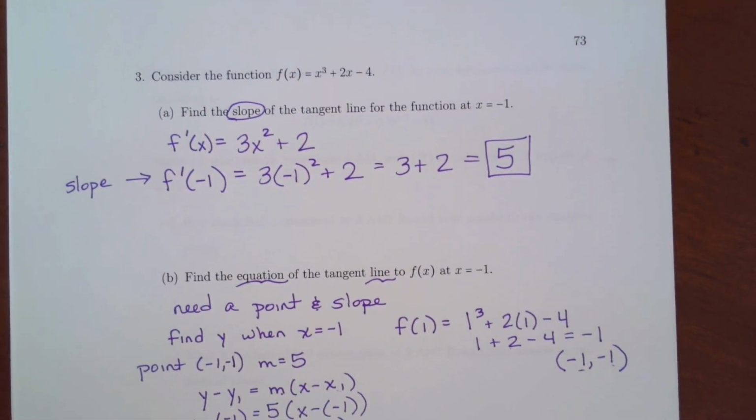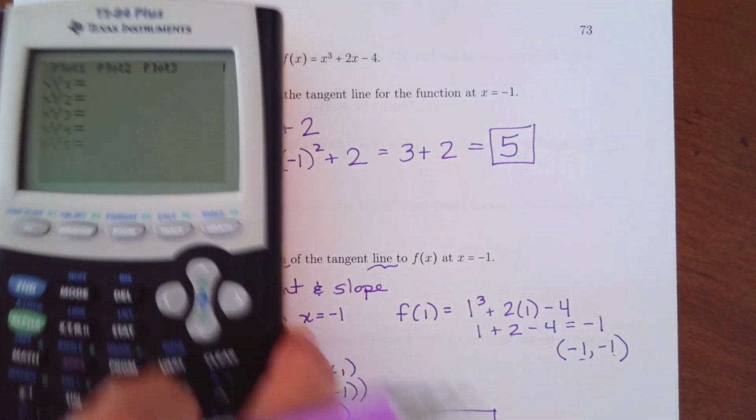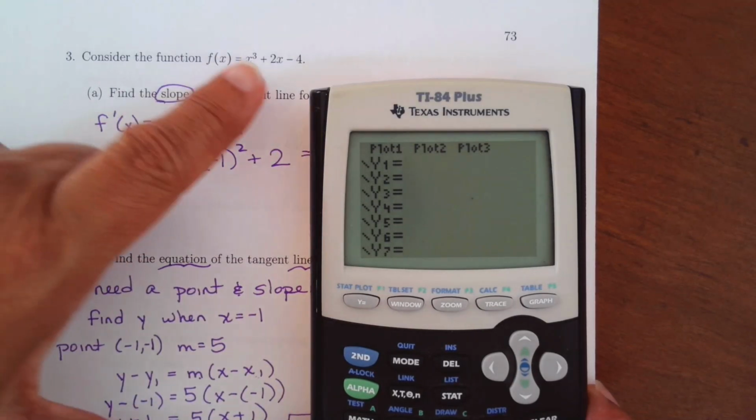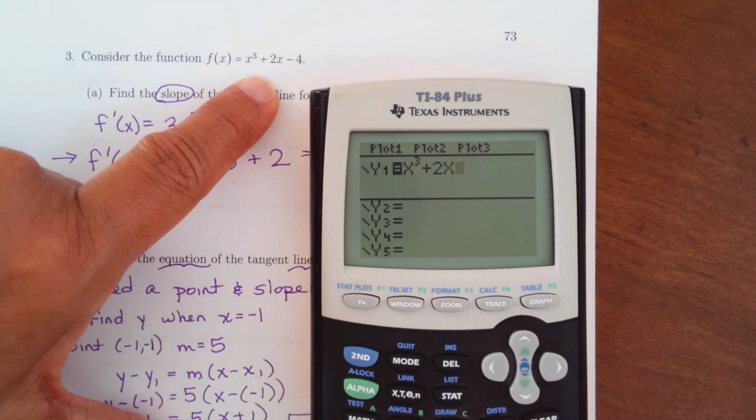So just so we can make sure, I'm just going to, real quick, let's see what this looks like. So x cubed plus 2x minus 4. You don't have to do this. I just want you to see it.